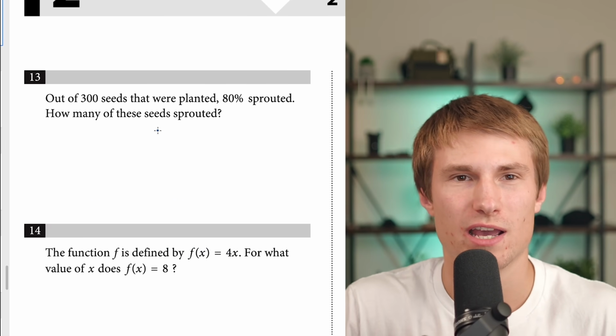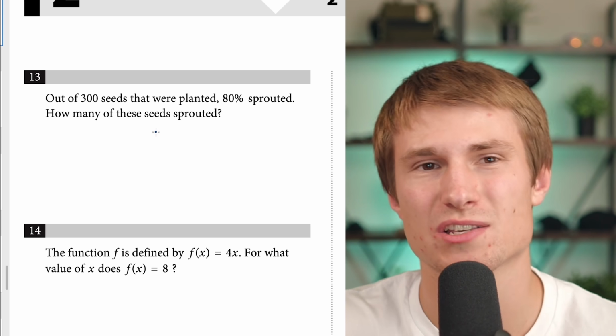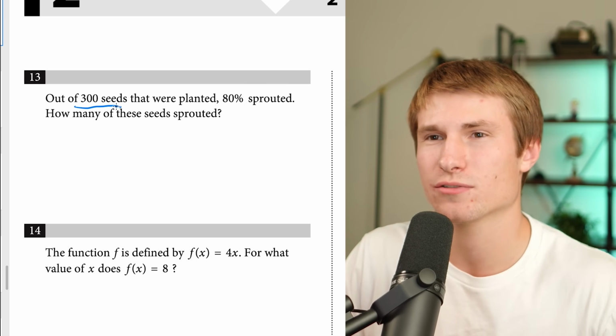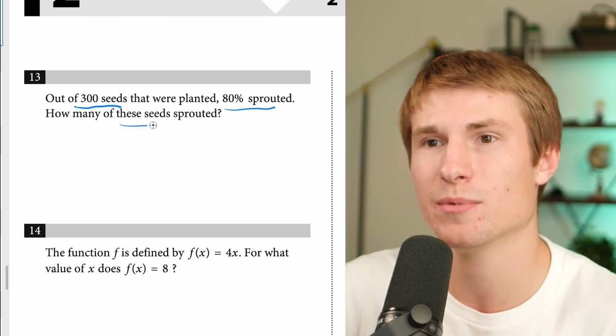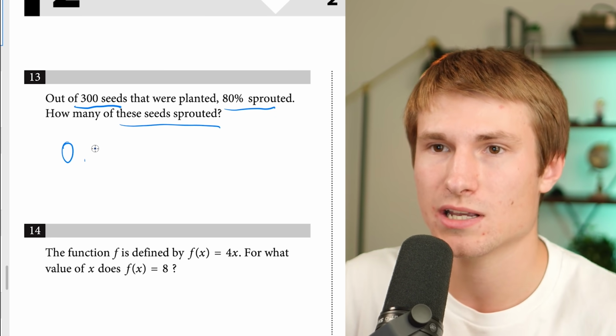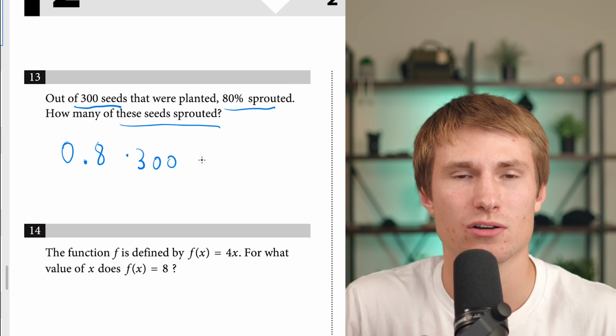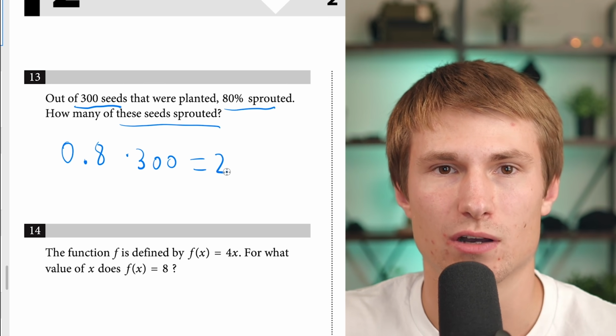Here's how to efficiently answer this SAT math question about percentages, as well as one thing you want to look out for on questions that are simple like this one. Question 13 states that out of 300 seeds that were planted, 80% sprouted. How many of these seeds sprouted? So it's pretty easy to get to our answer. That's going to be 0.8 to represent that 80%. And we're going to multiply it by 300, and that is going to give us our answer of 240.